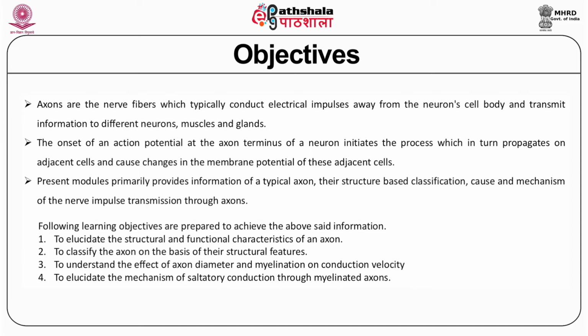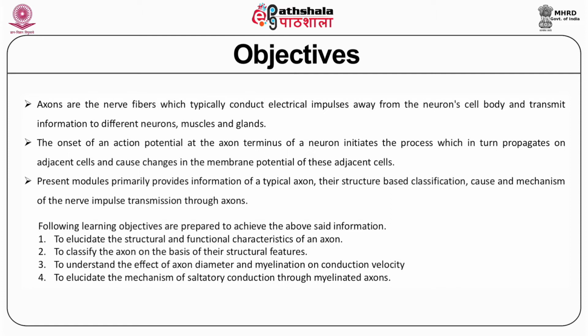The onset of an action potential at the axon terminus of a neuron initiates the process which in turn propagates to adjacent cells and causes changes in the membrane potential of these adjacent cells. The present module primarily provides information on a typical axon, their structure-based classification, and the cause and mechanism of nerve impulse transmission through these axons. So for that matter, the following learning objectives are prepared to achieve the said information.